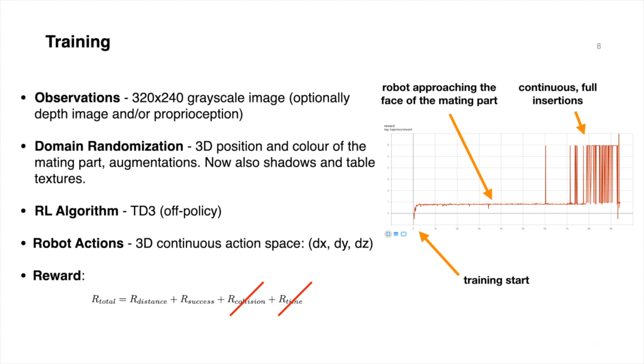Our reward forces the robot to reduce the distance between the peg and the hole, while the act of insertion gives additional reward boosts. Optionally, we can punish collisions and add negative time reward, but those are optional bells and whistles.